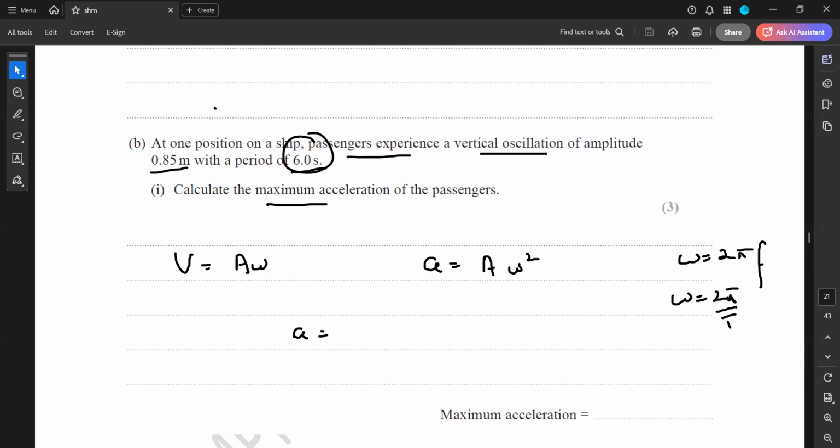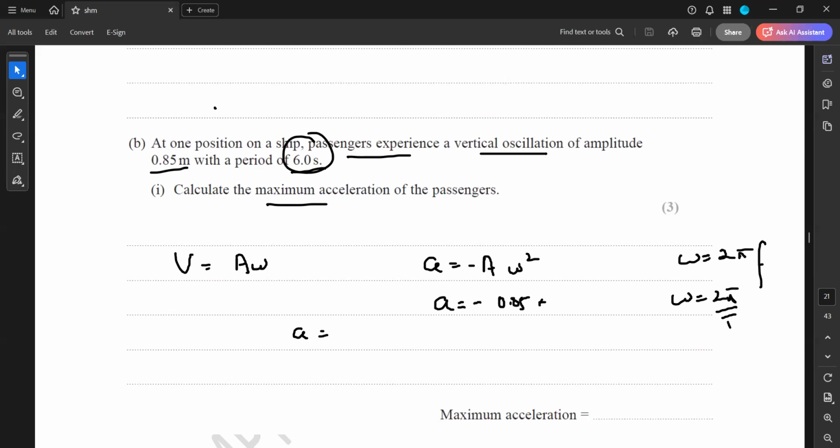And the formula is small a equals minus the amplitude times omega square. Why the negative sign? Because the acceleration and displacement are proportional and the acceleration is always directed towards the mean position. So the negative sign is just to indicate a direction. So it will be minus, what is the amplitude?